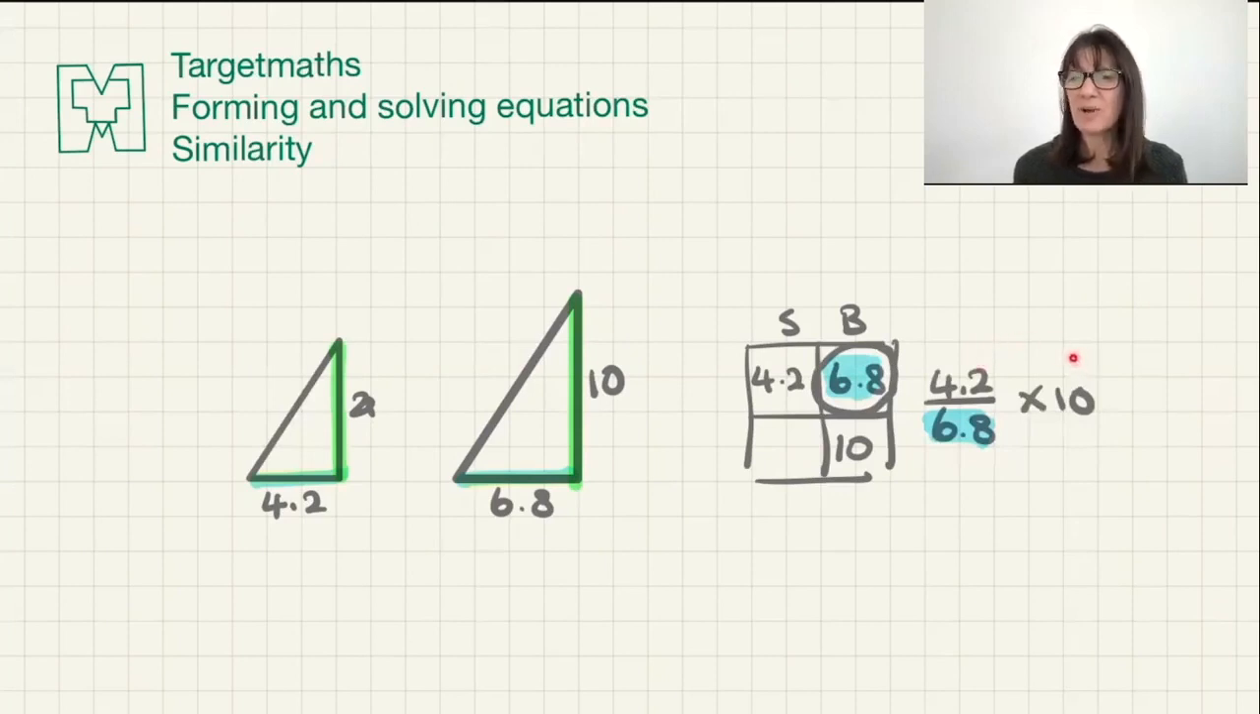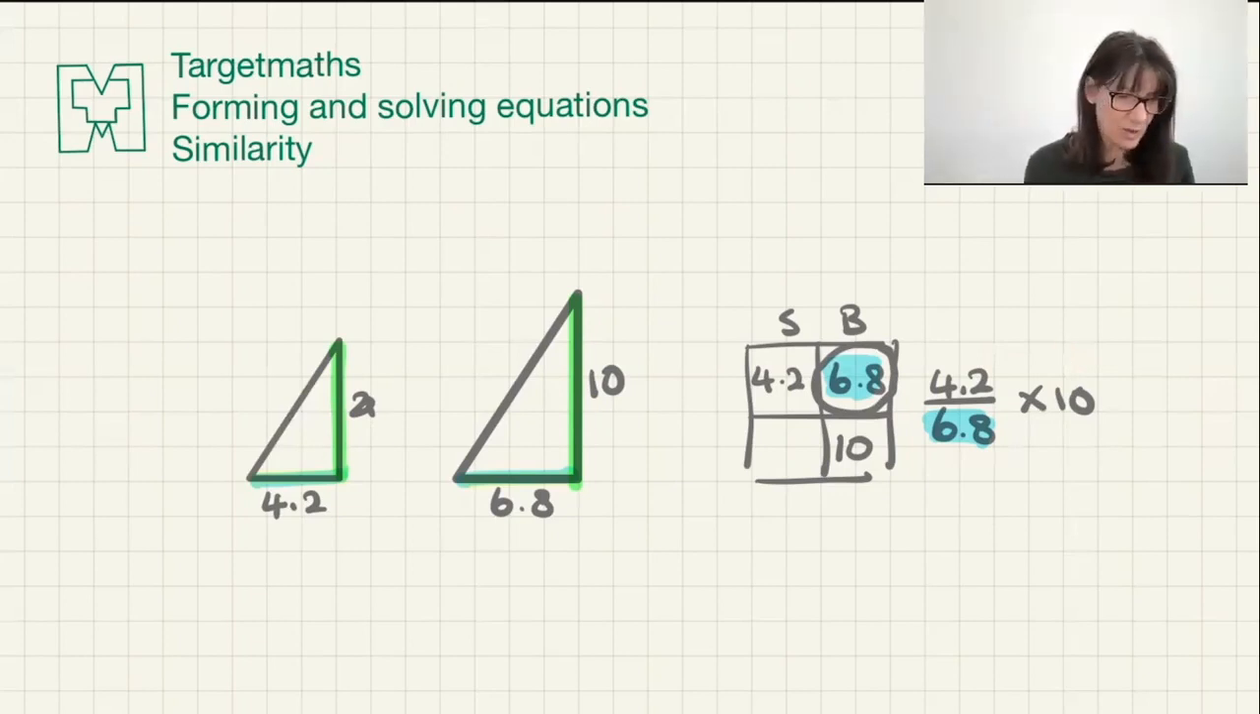If it's a calculator question, you're not even going to give it a second thought. You're just going to chuck it in there and do it. If it's non-calculator, you might take your time to consider it a little bit more because you want to be able to work with the numbers in the most efficient way that you can.